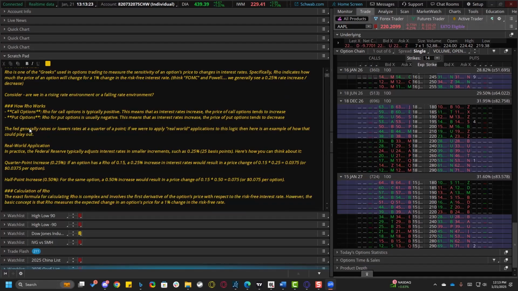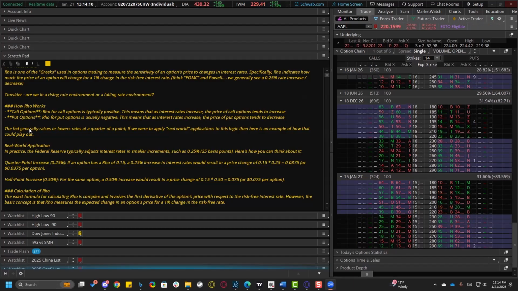If we want to apply rho, we need to understand how it is applied for calls and for puts. So on call options, rho is positive, and on put options, rho is negative. So if interest rates are increasing, the call options increase. If interest rates are increasing, the put options are decreasing. Flip that over if rates are dropping. So if rates are dropping, call options are dropping. And if rates are dropping, put options are increasing.